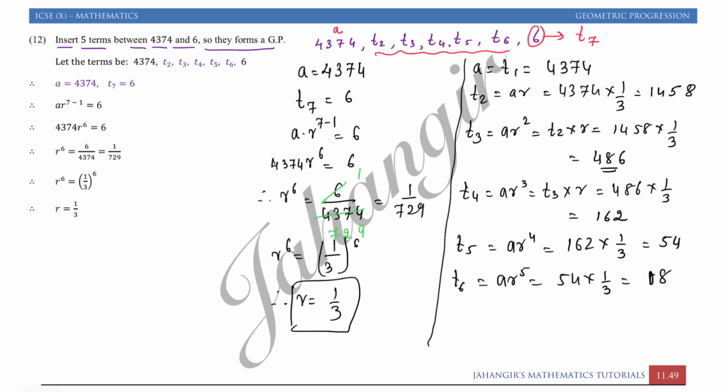And lastly T7. If you want to check whether you are getting 6 or not, let us check: the preceding term into 1 by 3, that is 6. So therefore the final term of the GP, let us write it here.